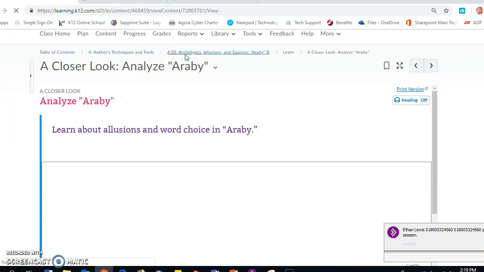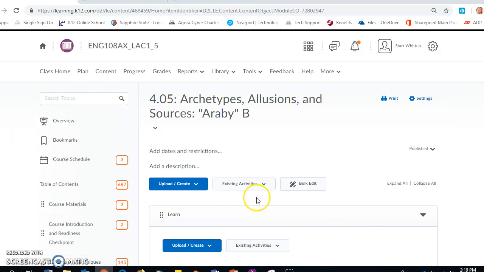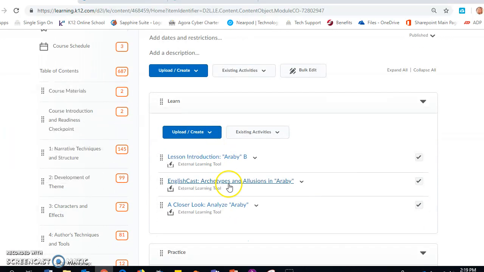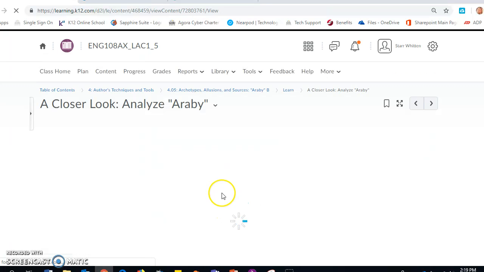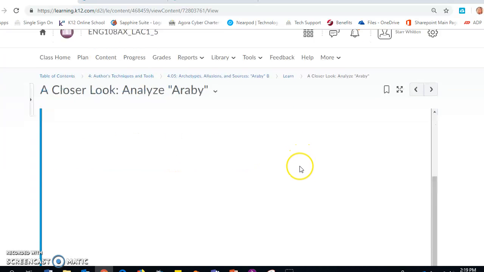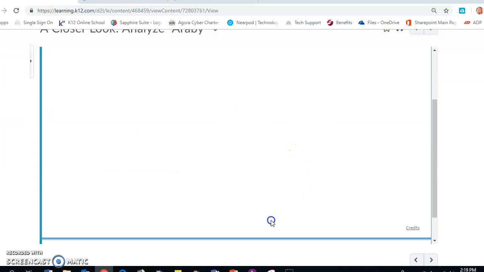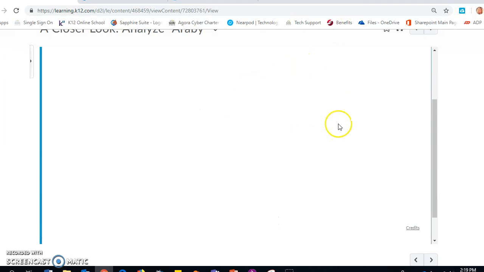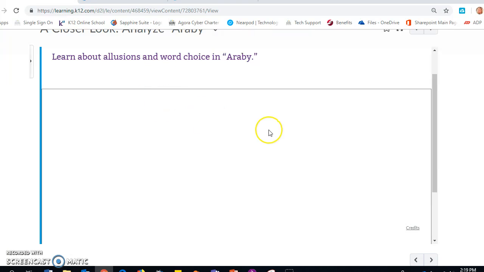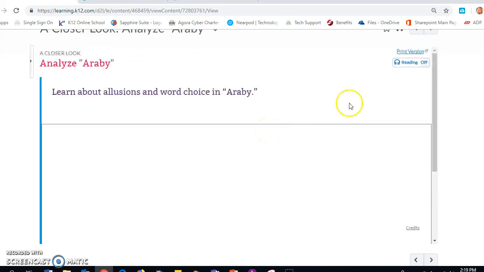So if I'm in Archetypes, Illusions, and Sources, I will be able to see the first two, but then afterwards I can't see much of anything else. So Introduction and English Cast work, but then a closer look at Araby, it looks like it starts, but then there's nothing down here. And if I click over, there's still nothing. And it looks like my computer has quit. It's not like it's trying to load, it's done loading.